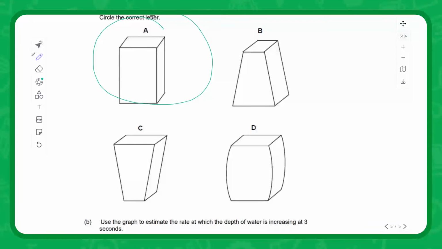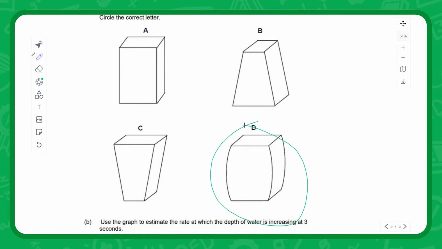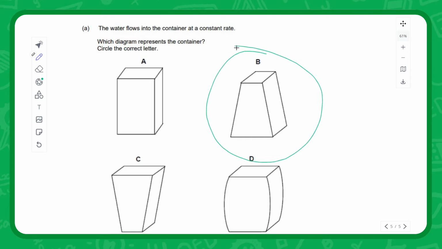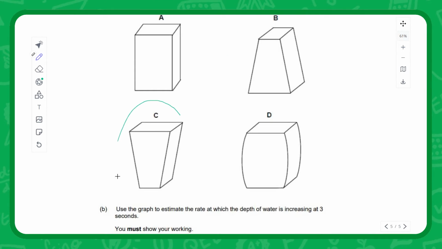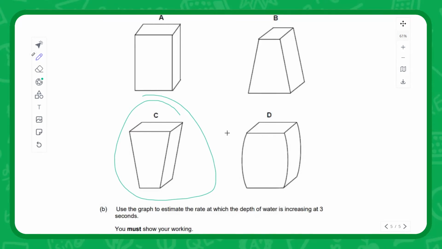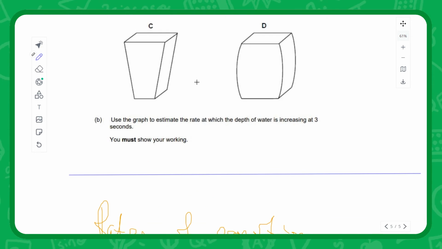So A would be constant, that'd be a straight line. D would have a weird wiggly shape. B would end up increasing as time goes on because the depth is easier to fill. So it's actually C in this case, where you have to have more and more water to increase the depth. So the answer for that is C.